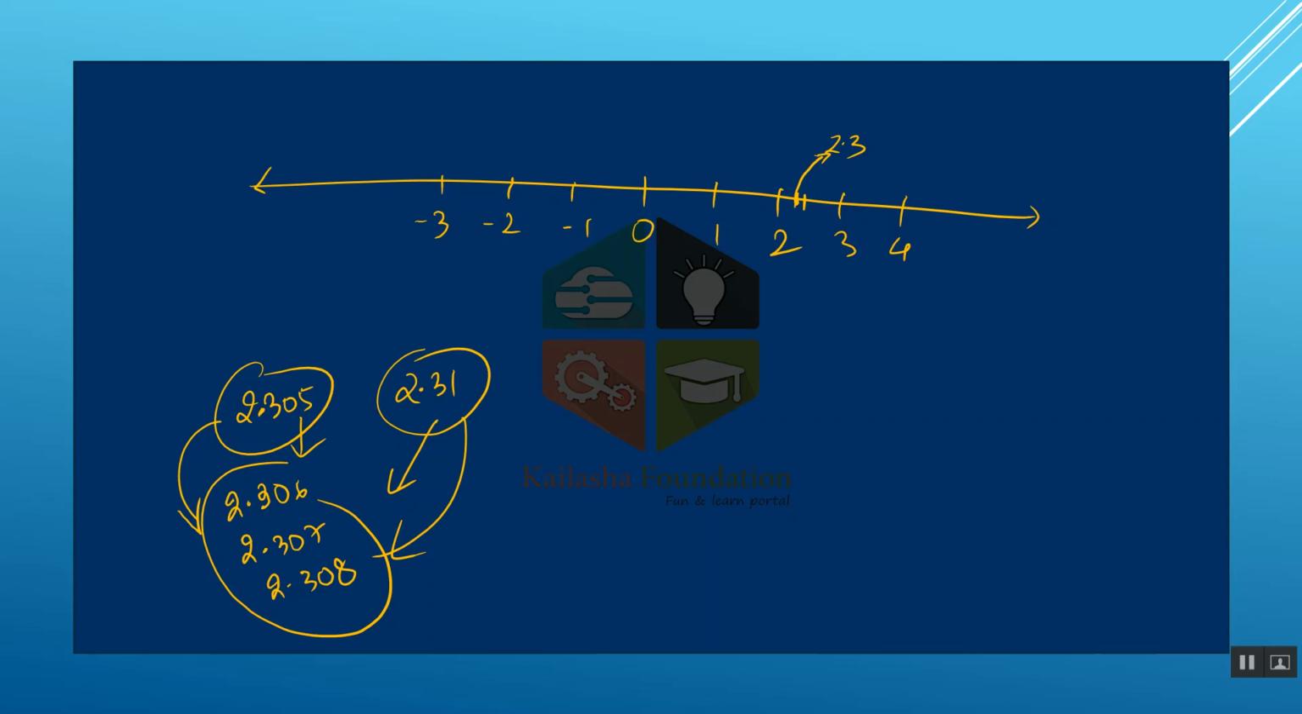Sir, these are just 3-4 numbers. What if we have to place 100 numbers between these two? Then we can do 2.305001, 2.305002, 2.305003. You can see we can place a few thousand numbers like this. Okay, so there is no limit for placing real numbers between two different real numbers.